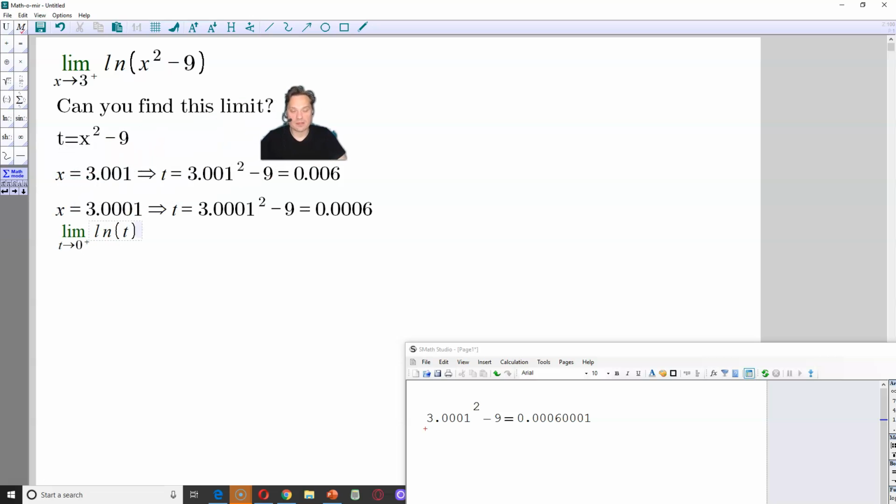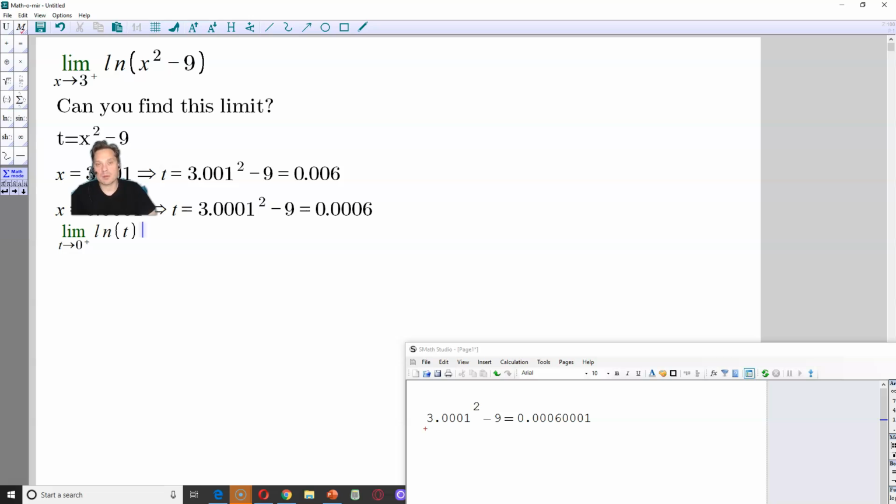That's why I had to do this bit of numerical work, so it would make more sense. If I just wrote ln of t as t approaches 0 from the right, that may not be very obvious. The fact that it says t is approaching 0 from the right is coming from this right here: 0.006, 0.0006. Each of those values is a value of t and it's approaching 0 from the right. That's why I can rewrite my limit this way, and instead of having x squared minus 9, I can have t. But now this is a well-known fact. This is based on a basic ln function.